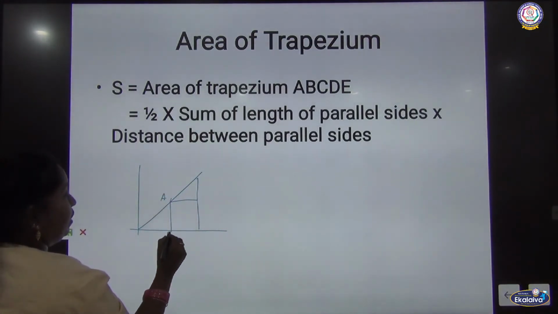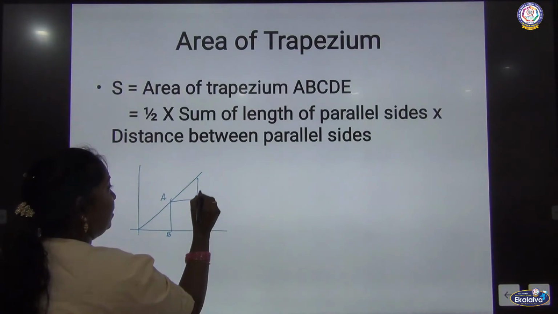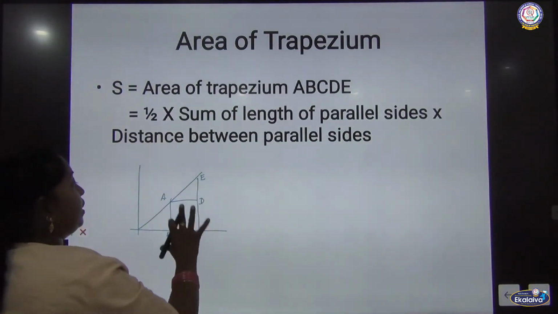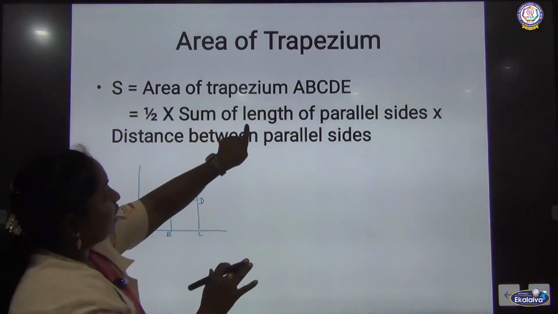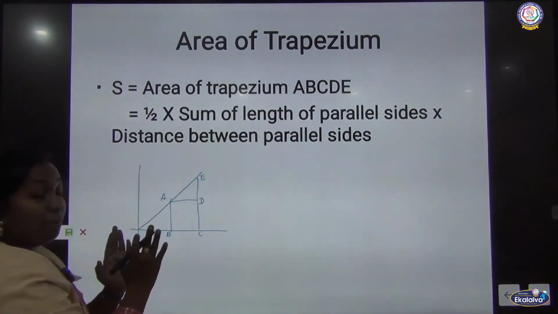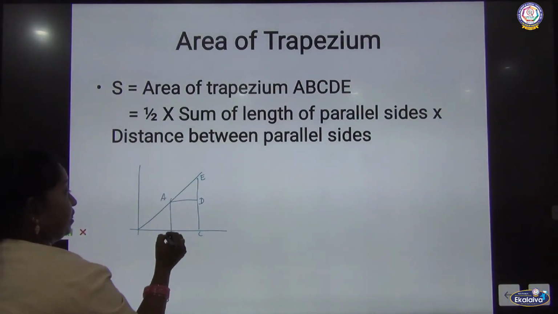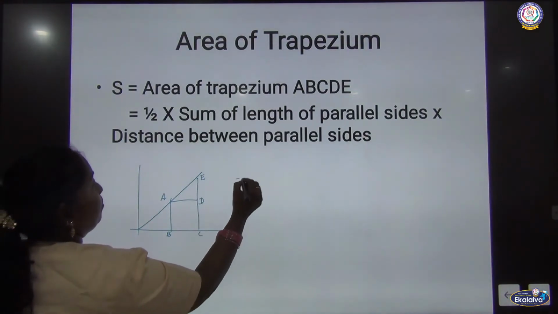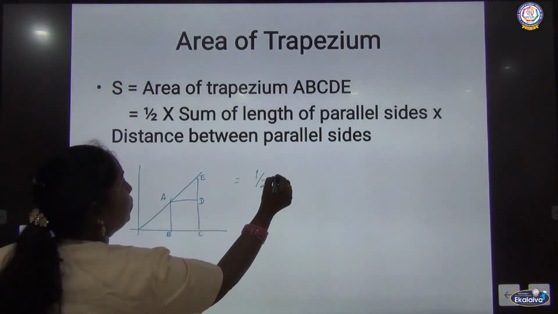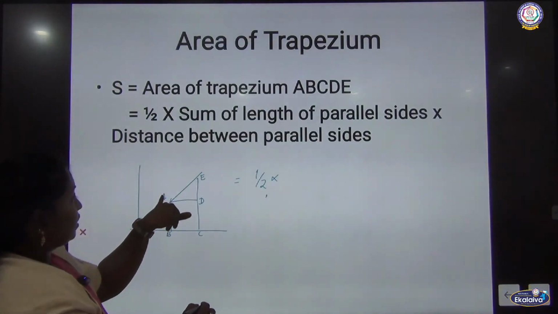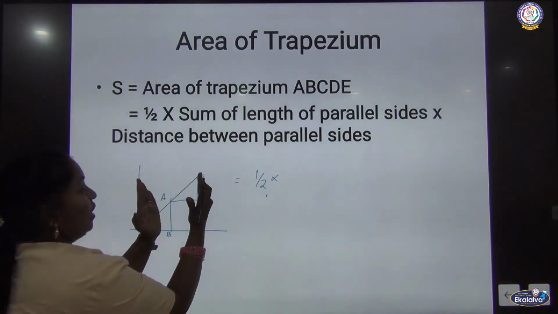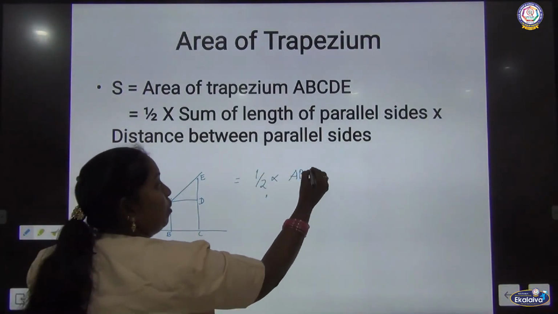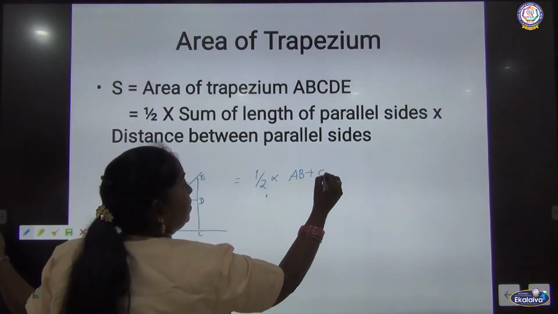A, B, C, D, E. This is the area we have chosen in the graph. Now what is the formula? Sum of the length of parallel sides. Sum means addition. Let's see this length, AB length and CE length. That has to be written. Write the formula: half into the sum of the lengths. What is the sum of the lengths? These two are lengths: AB, sum means addition, plus CE.